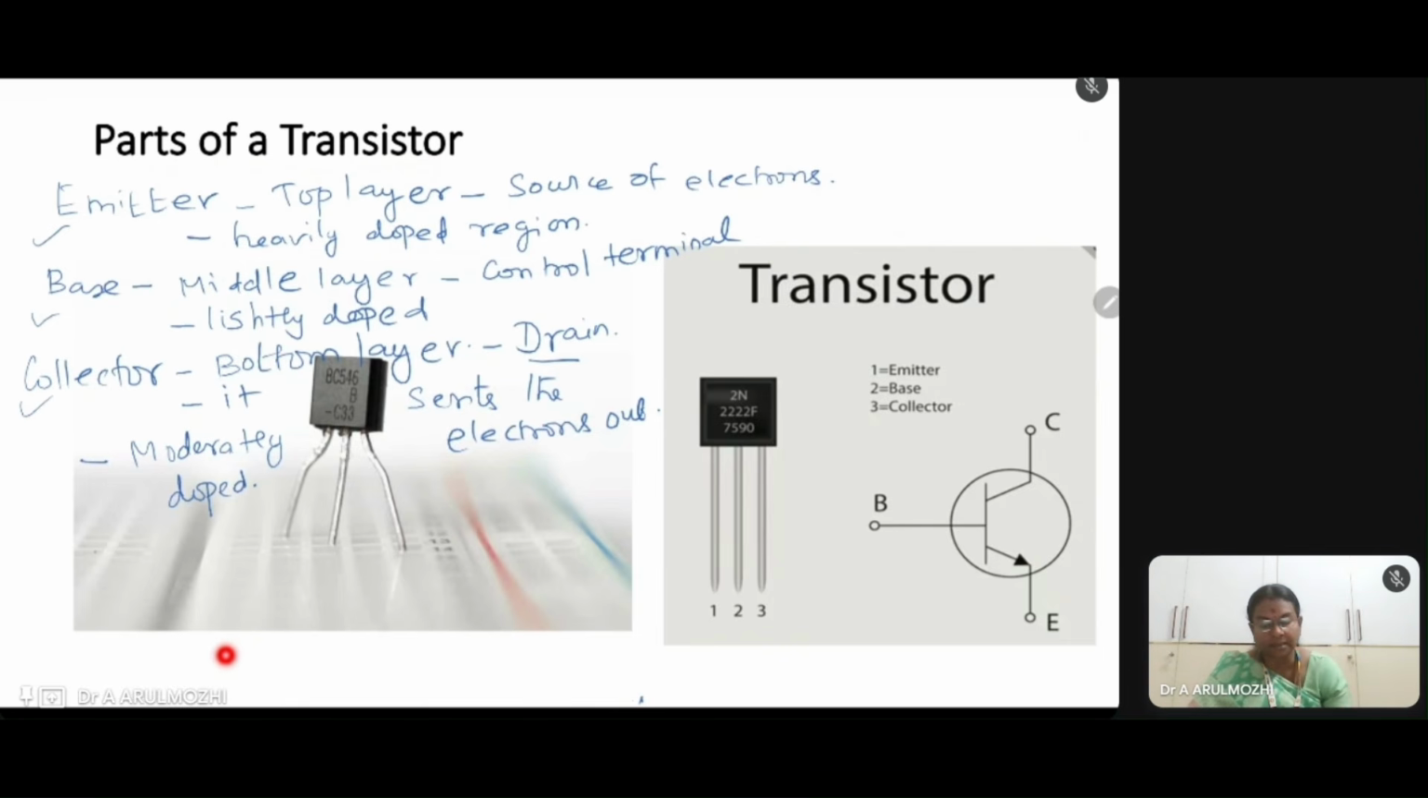So these are the three main regions: emitter, base, collector. And we have discussed the doping levels of these three regions of our transistor.